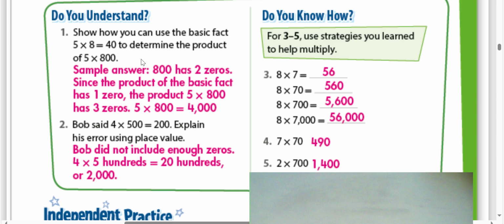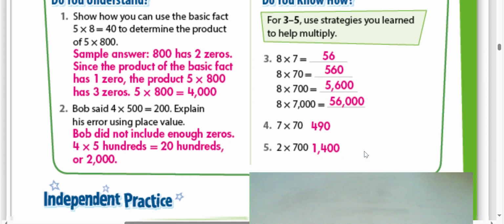We know 5 times 8 equals 40. Then the result will be 4,000. The simple answer here: you can raise the table also. 8 times 7 equals 56. If we put 0 behind it, it will be 560. 8 times 700 will be 5,600. 8 times 7,000 equals 56,000, and so on.